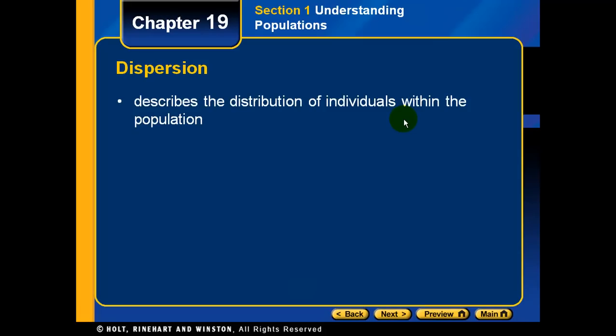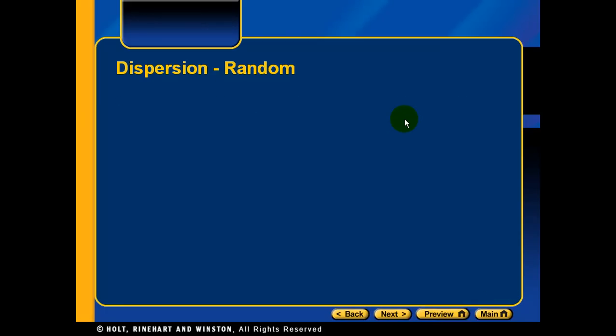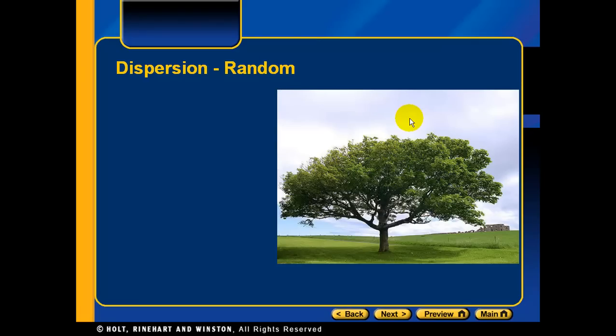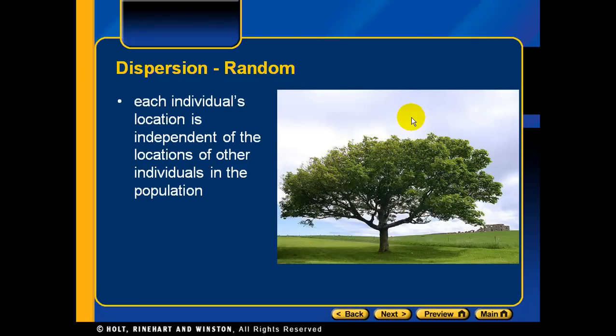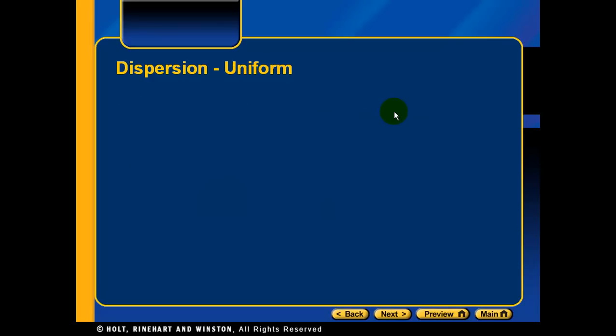Another property was dispersion. Population dispersion describes the distribution of individuals within the population. There are 3 types. They can be random, uniform, or clumped. Random population dispersion is very random. Each individual's location is independent of the locations of the other individuals in the population. It's very rare that organisms would live in a random population dispersion.